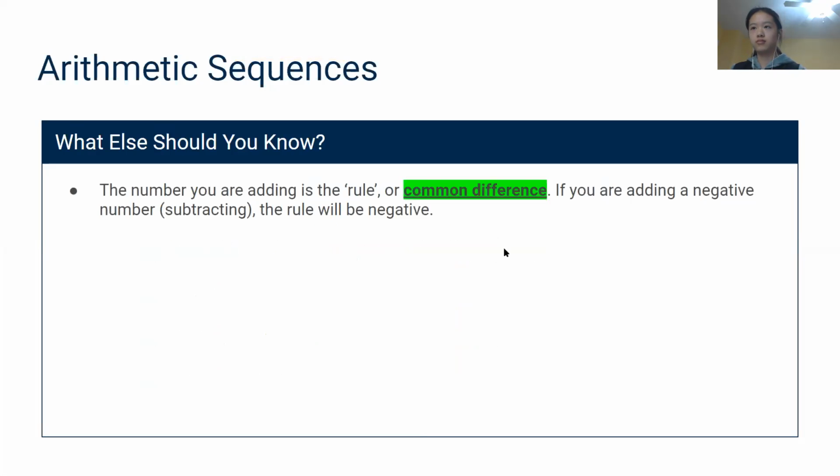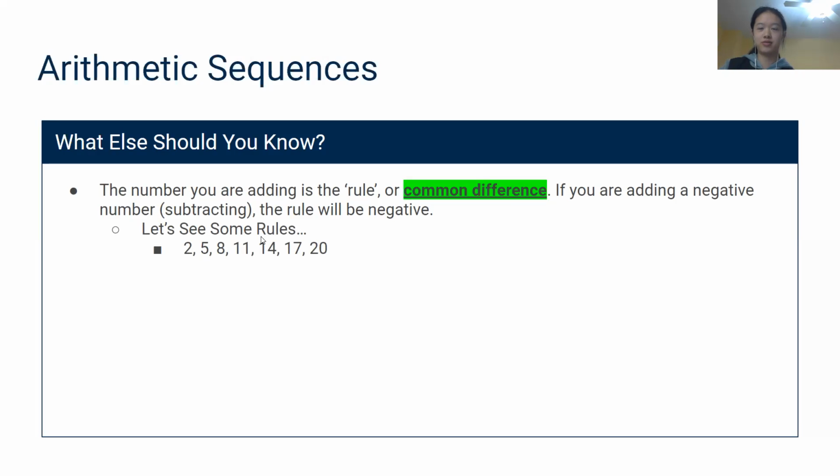So what else should you know about arithmetic sequences? Every time you use an arithmetic sequence, you're always going to add a number, and this number will always stay constant, and that's what we call the common difference. If you're adding a negative number, basically you'll be subtracting. The common difference will be negative.